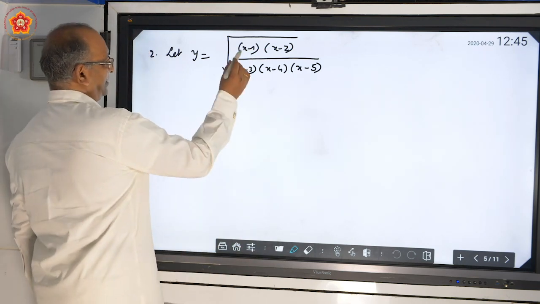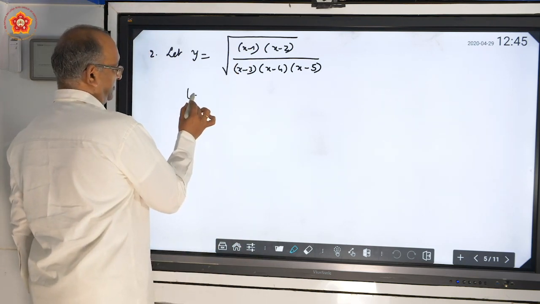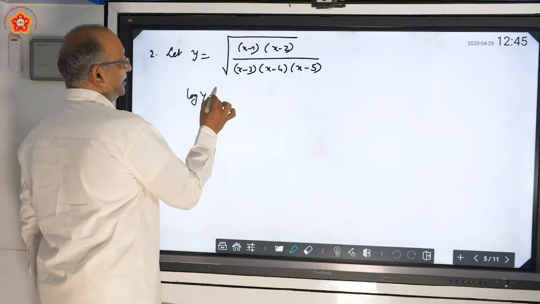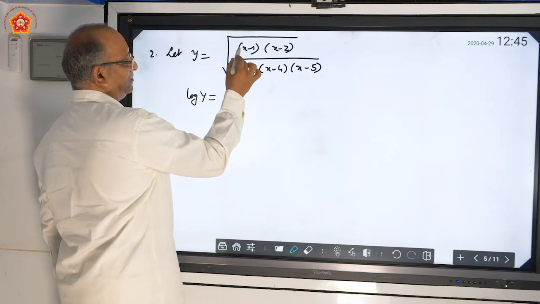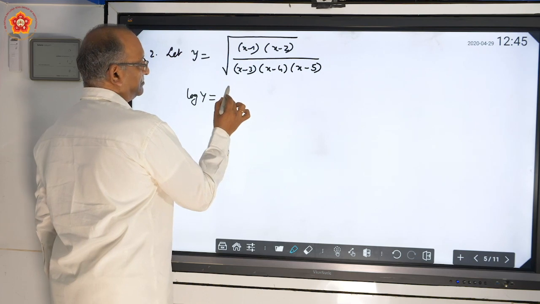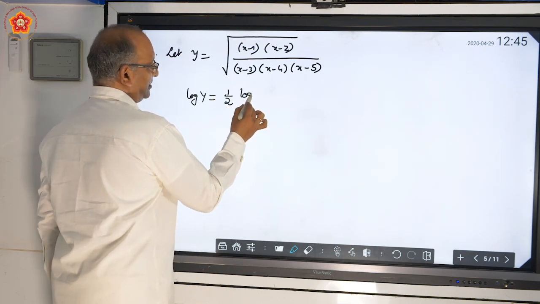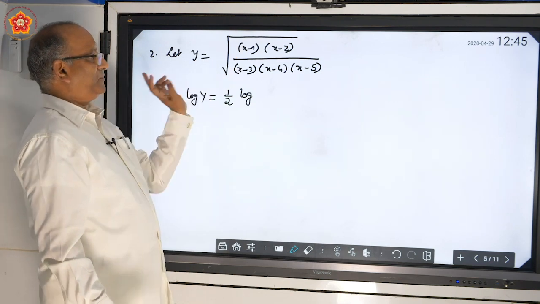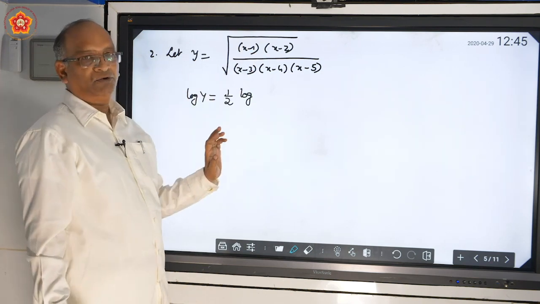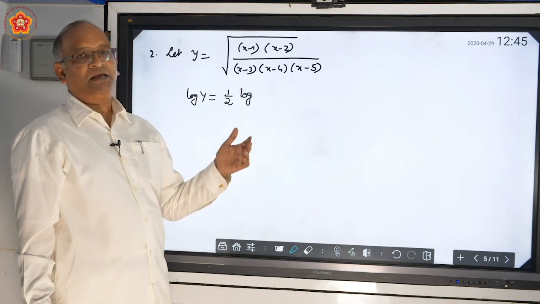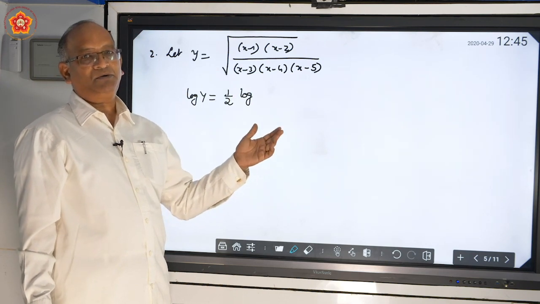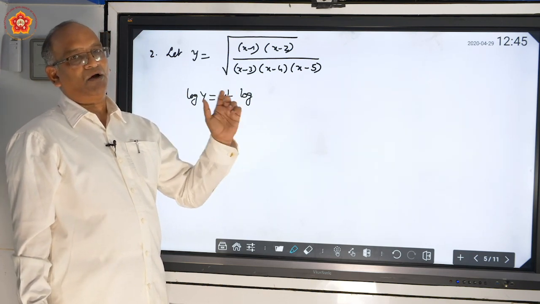So if you take log both sides, it will become log y is equal to, this whole thing square root means to the power 1 by 2. So it will become 1 by 2 log. This 1 by 2 is gone, we have a quotient. Use the quotient formula which says log m upon n is equal to log m minus log n.